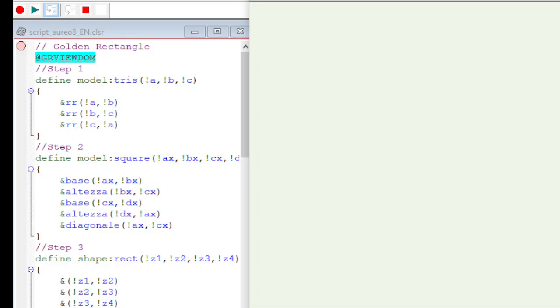Relational algorithm of the golden rectangle. Introduction. The following content describes the algorithmic procedure for generating a golden rectangle within the CLACL environment.